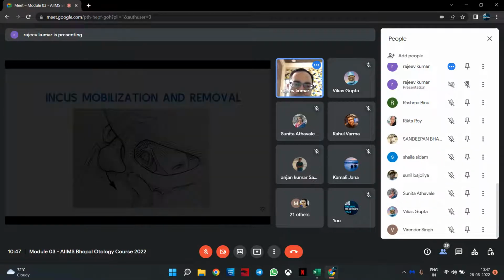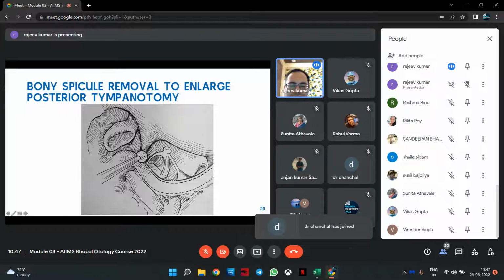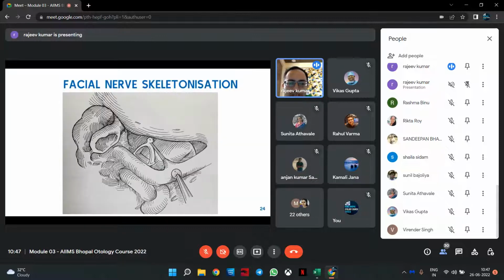So once you remove this incus, then there is a small bridge which we initially preserved when you did the facial recess approach. So you drill out this. This will give you more exposure into the middle ear so that you can visualize all the disease, all the epithelium, the retraction pocket, and remove it easily. So you have to drill this piece of bone and expose the middle ear further. This is to enlarge your posterior tympanotomy. So once you enlarge this posterior tympanotomy, what is the next step?